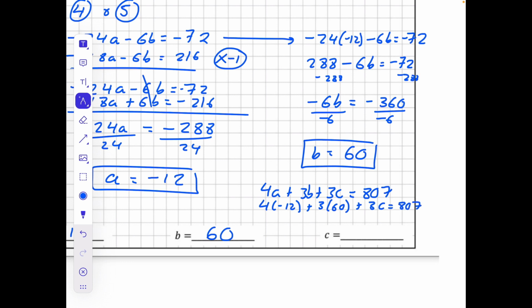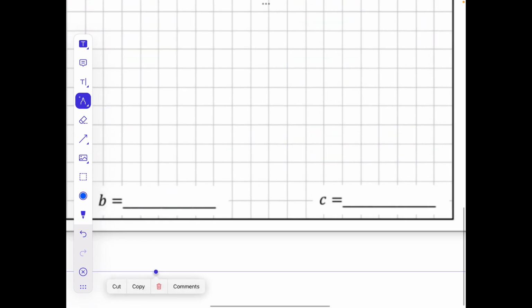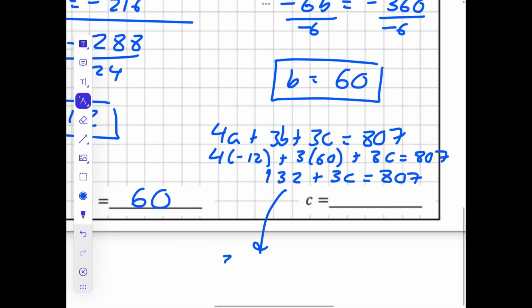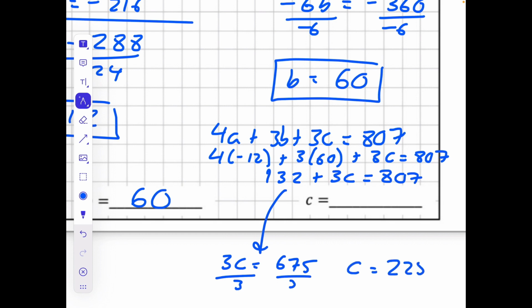So 4 multiplied by minus 12 plus 3 by 60 gives me 132. Plus 3c is equal to 807. So I'm just going to move down here just to get an extra bit of space. So 3c: minus 132 from 807 is going to give me 675. Divide both sides by 3. c is equal to 225.